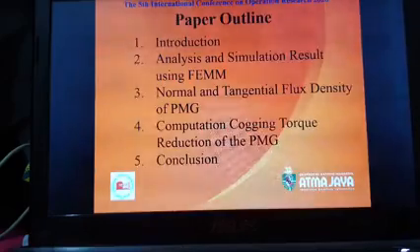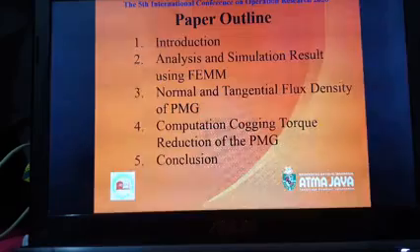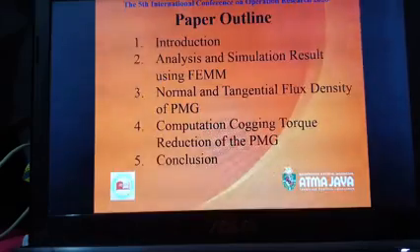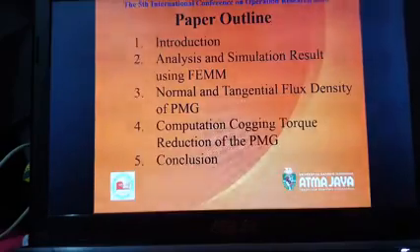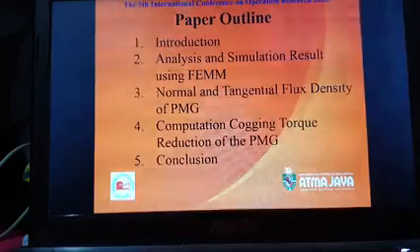Next is the paper outline. 1 is the introduction, 2 analysis and simulation result using FEM, 3 normal and tangential flux density of the permanent magnet generator, 4 computation of cogging torque reduction of the PMG, 5 conclusion.